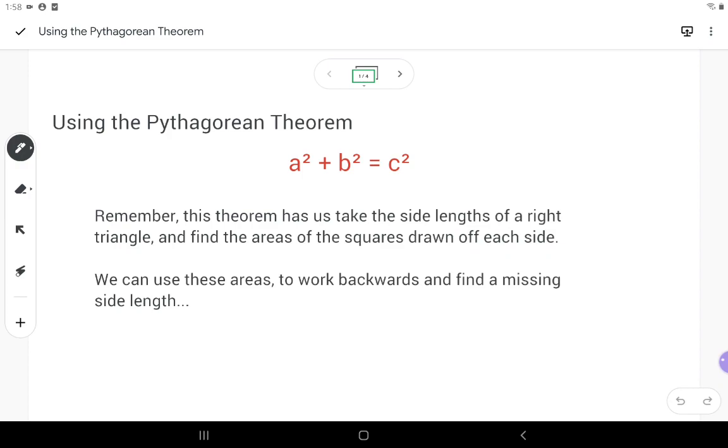And what we can do from that is, if I know two of the side lengths of the triangle, that means I can find two areas of the squares, and I can use that information to find the missing area of a square. And if I have the missing area of a square, I can use that to find a missing side length. So what we're going to be looking at now is triangles where we know there's a right angle, and we also are given two of the three sides and asked to find the third side.